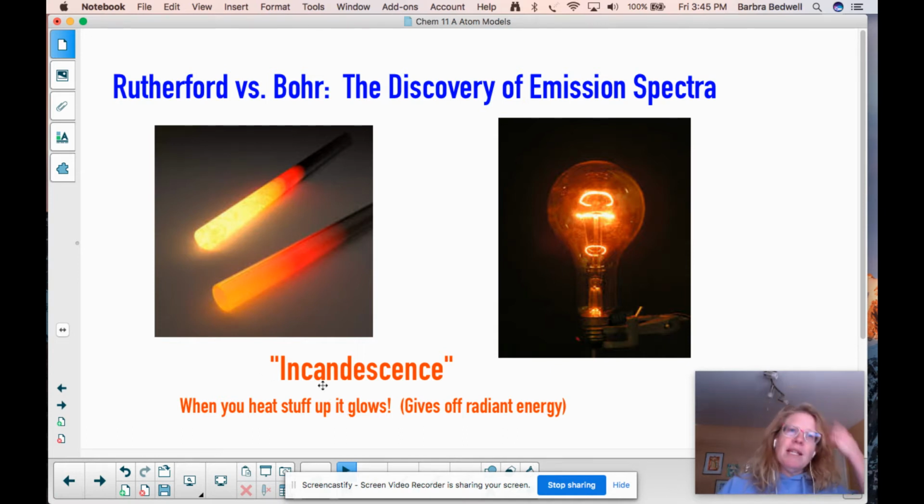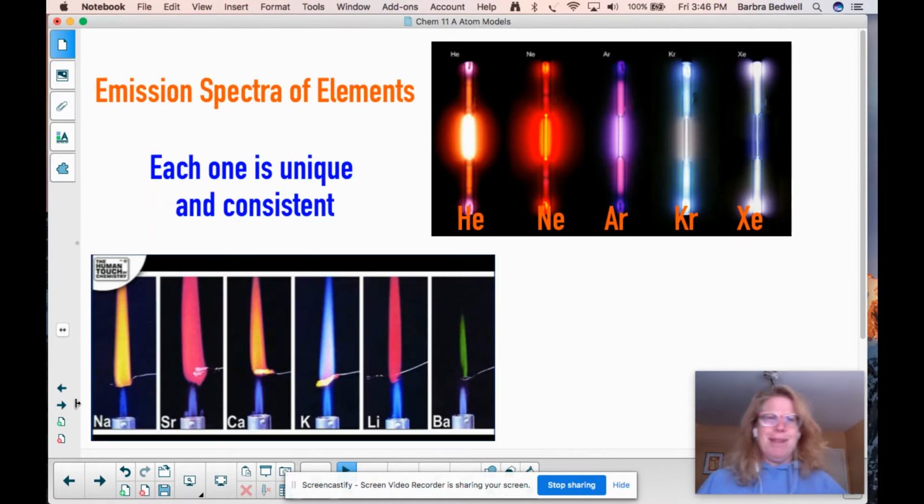And so these guys were studying some of the phenomena that happened with incandescence. Why is it that hot atoms or hot material gives off light? This is the connection that we're trying to make here. How is it that matter can emit light? We know that light is a form of energy and not matter. So how are those related to each other? And how does that tell us anything about the structure of an atom?